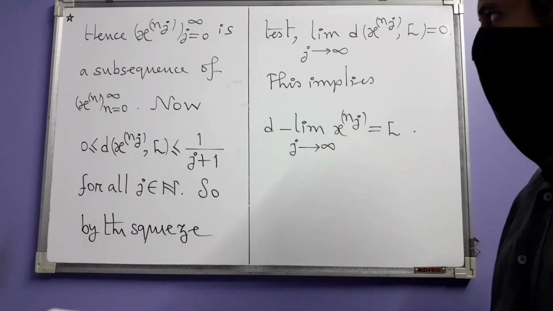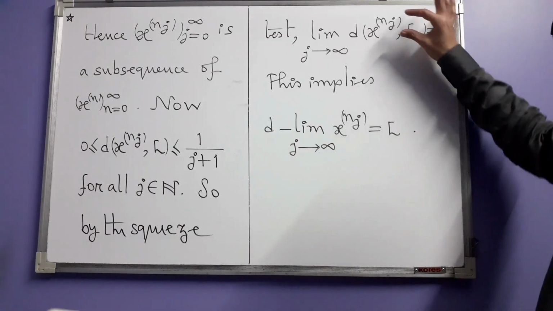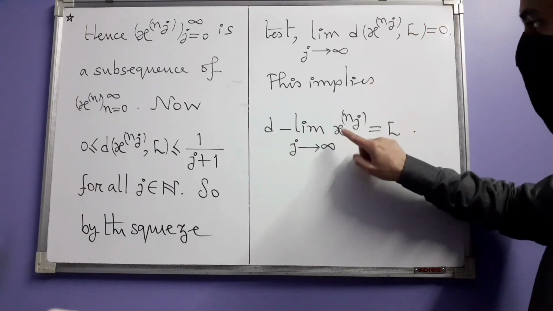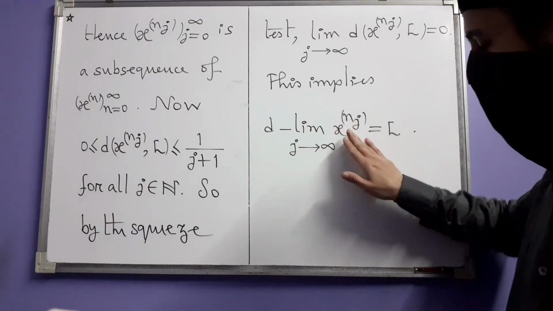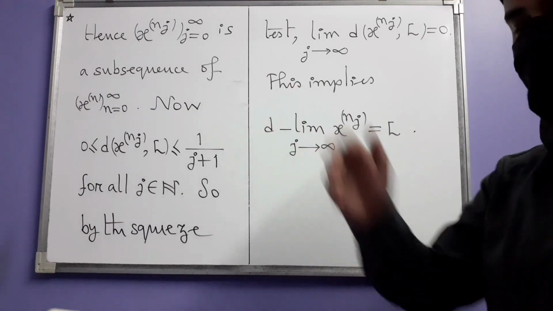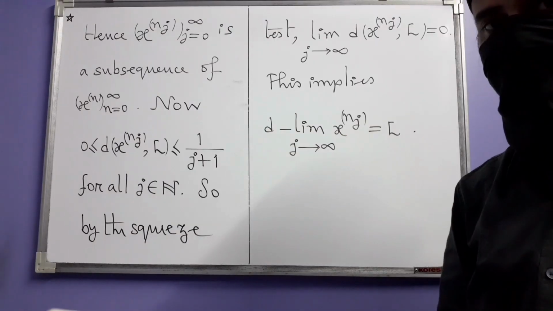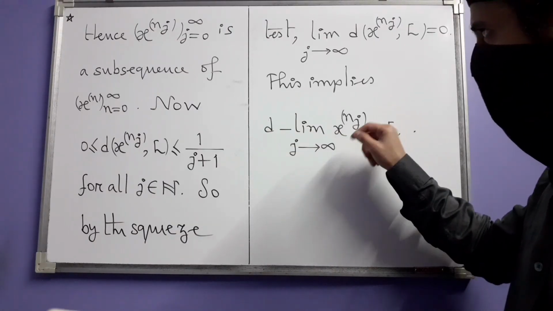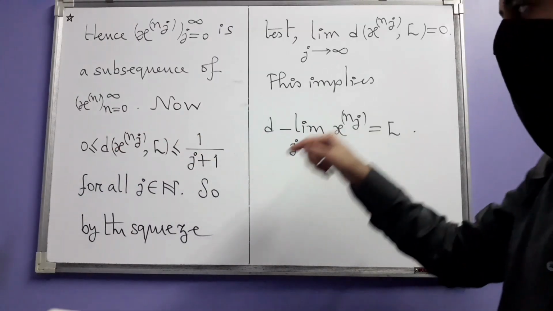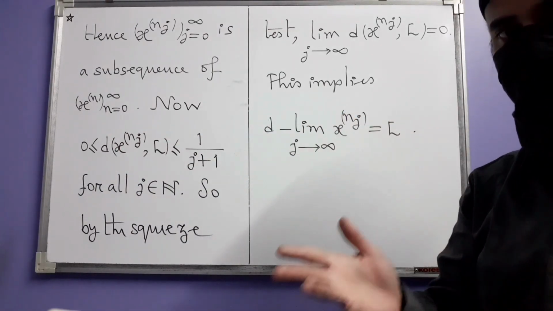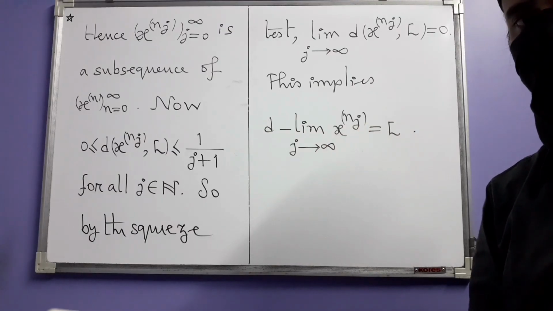But then by the definition of convergence of sequences in a metric space, the sequence x n_j, now this is not necessarily a sequence of real numbers, it is a sequence of points in that metric space X, converges to L with respect to the metric D, and it is a subsequence of our original sequence Xn, which now converges to L. This is what we wanted to show, right? So this is where the solution ends.